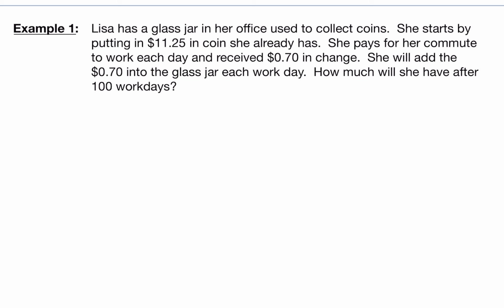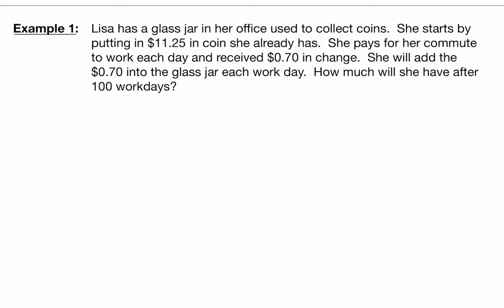Okay, so let's go ahead and start with an example similar to the Jose example, where Lisa has a glass jar in her office that she uses to collect coins. So in the beginning, she starts off with $11.25 in coins that she already has. So she throws that in the jar. And what we are told is that she pays for her commute to work each day. And at the end of each day, she receives 70 cents in change. Okay? So she's going to add the 70 cents into the glass jar each workday. And the question here is, how much will she have after 100 workdays?